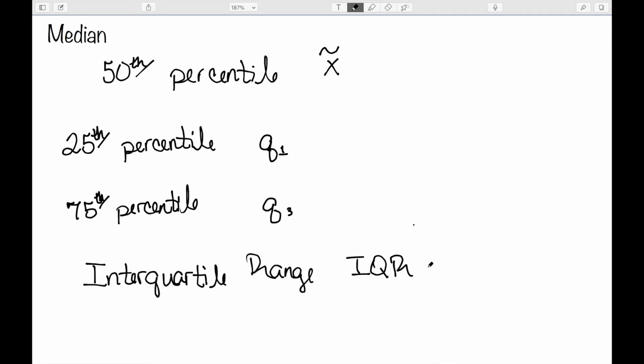Another important number is the interquartile range, which is denoted by IQR and is Q3 minus Q1. We actually just subtract the quartiles. So now that I have all of my definitions related to percentiles, let's look at how to find our percentiles.